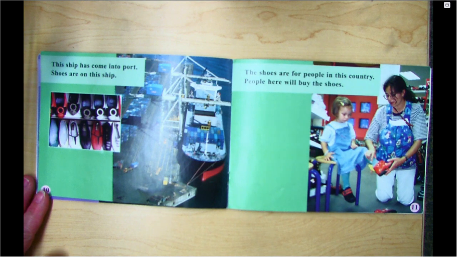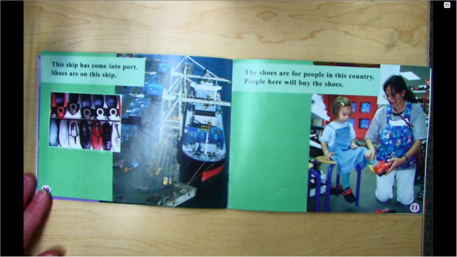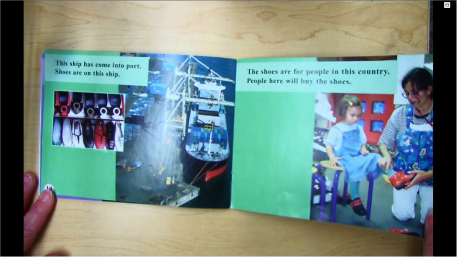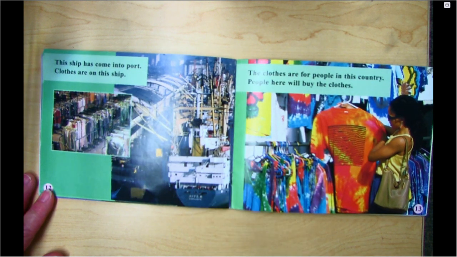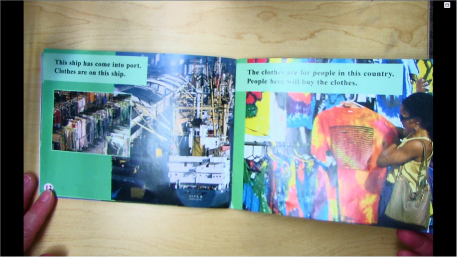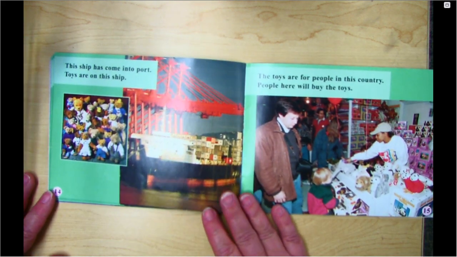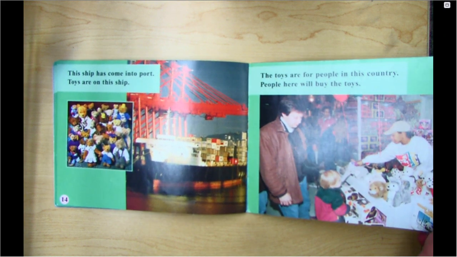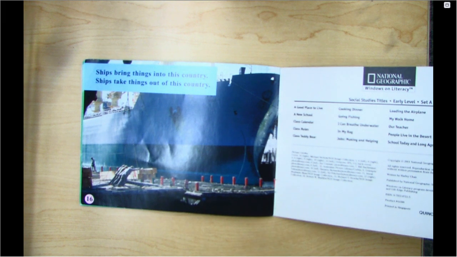This ship has come into port. Shoes are on this ship. The shoes are for people in this country. People here will buy the shoes. This ship has come into port. Clothes are on this ship. The clothes are for the people in this country. People here will buy the clothes. This ship has come into port. Toys are on this ship. The toys are for people in this country. People here will buy the toys. Ships bring things into this country. Ships take things out of this country.